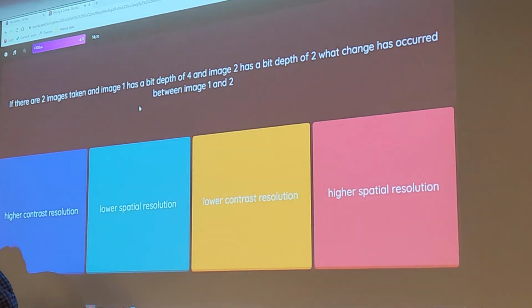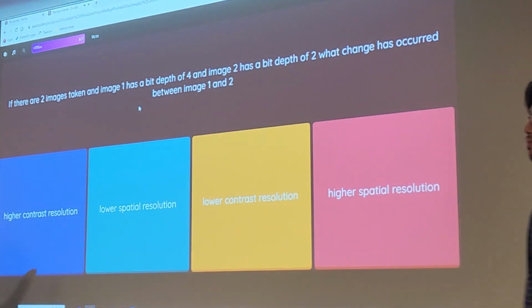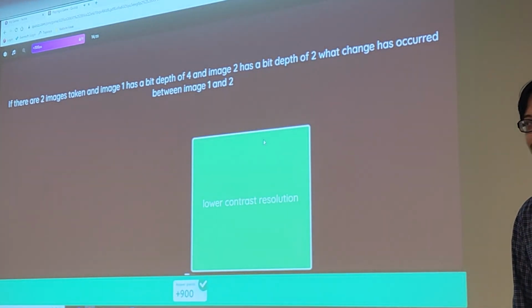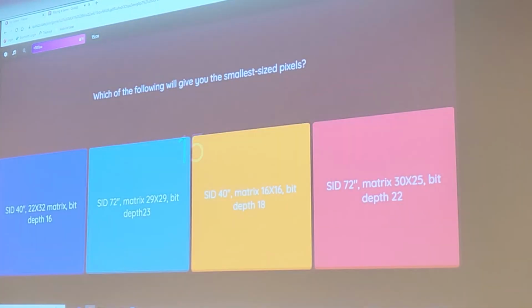Okay, guys, real quick, just a recap. Bit depth and grays have to do with which kind of resolution? Contrast. And then pixels and matrix? Spatial. Perfect. Make sure you guys know that. Pixels, matrix, and what's the third thing? FOV. And what does FOV stand for? Field of view. Very good.